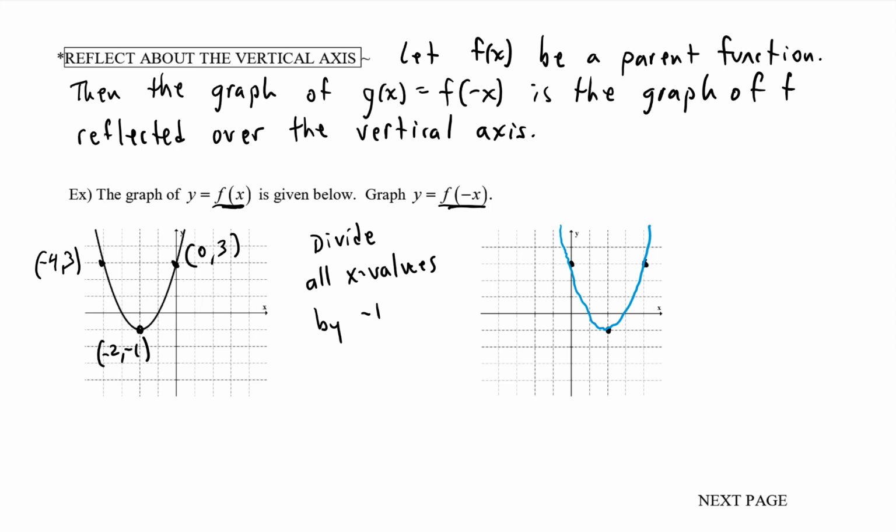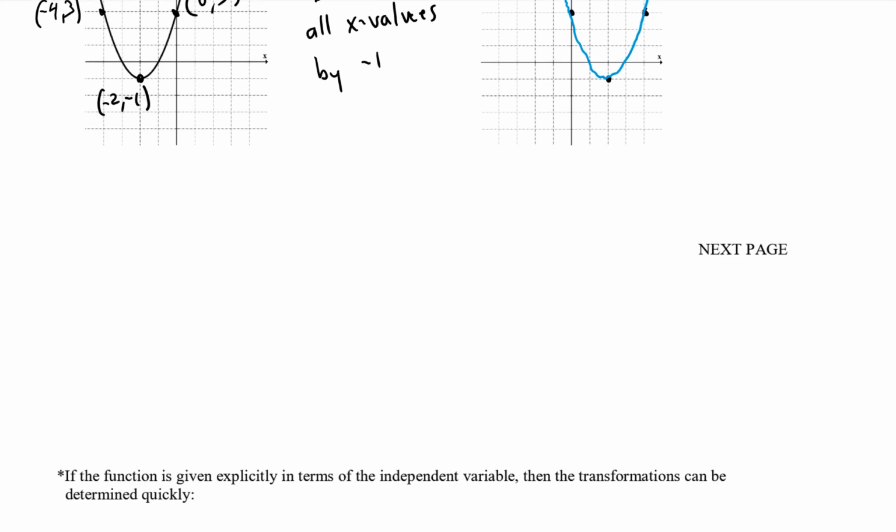So that's all 10 transformations. Shift up, shift down, stretch vertically, compress vertically, flip over the horizontal axis. Those 5 change the y values. Shift left, shift right, stretch and compress horizontally, and flip over the vertical axis. Those change the x values, for a total of 10.